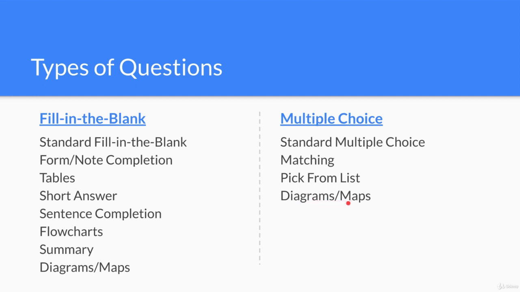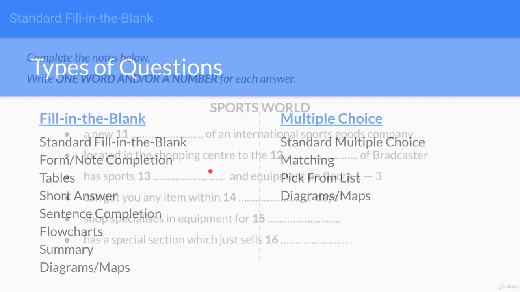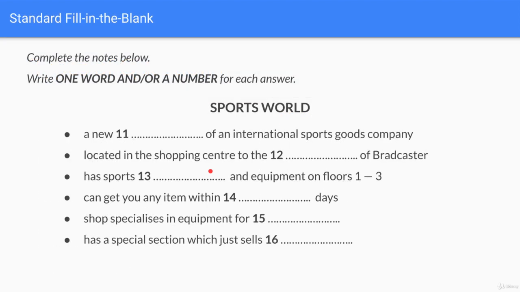So let me show you what each one of these different question types look like, just to give you a better understanding. So here we have a standard fill-in-the-blank question type. Here you just have sentences and you just have to fill in the blank. Pretty straightforward. And the way to identify this question type is it tells you here to complete the notes below, and here you have the blank lines. And of course, you've seen this question many times probably throughout your schooling.